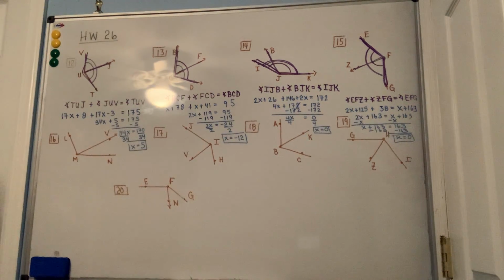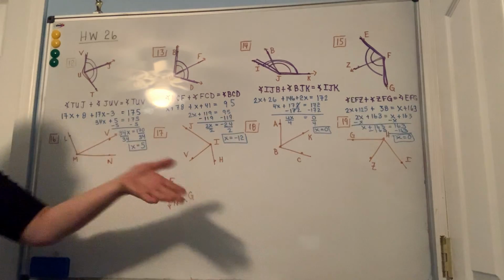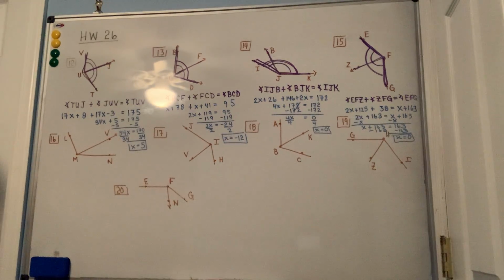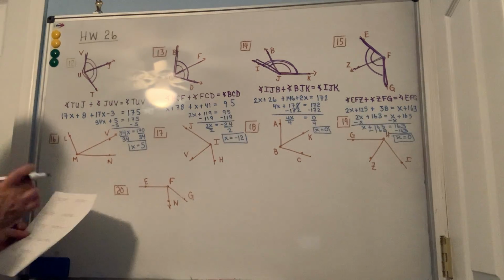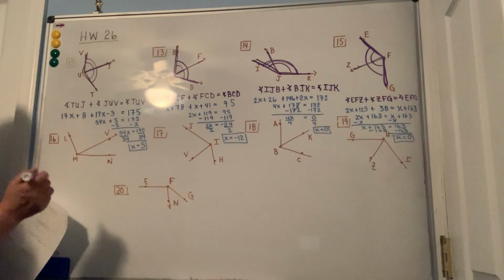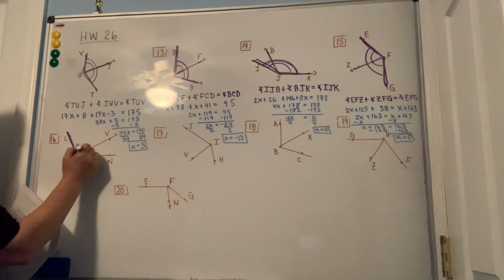So if you want, you can write the equations first and then fill in all the variable stuff. Or you can do what I was doing on the front side. So I only have 5 problems left. Number 16 says LMN. Isn't that the total?